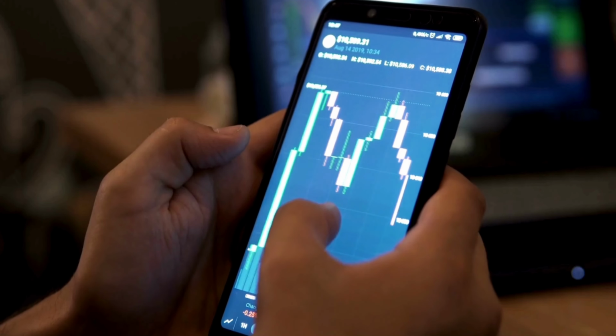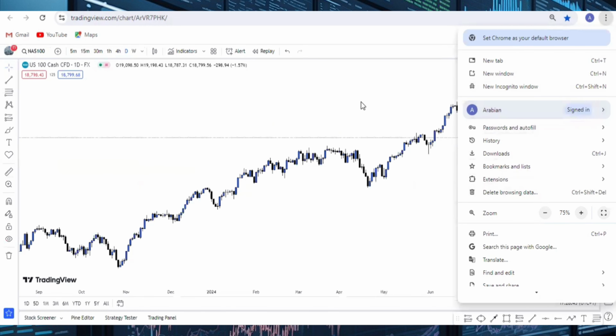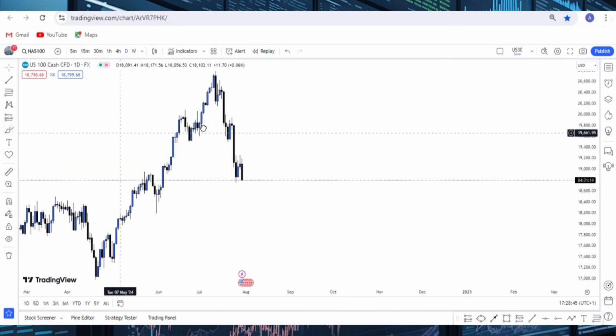I became profitable using these three price action concepts. The first thing here is to do my top-down analysis from the daily time frame down to my entry time frame. This is the daily time frame on the Nasdaq market.